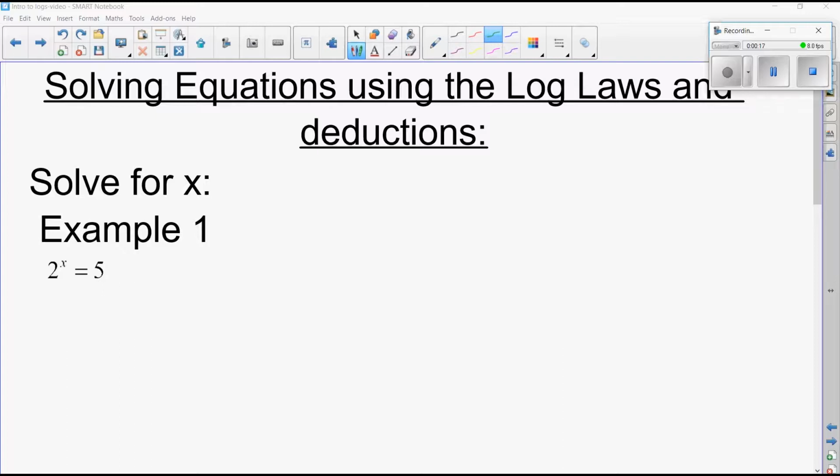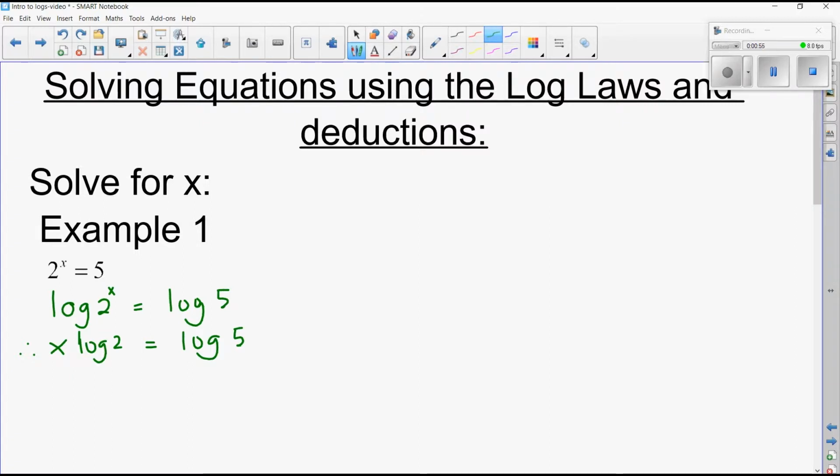I'm going to do this question using two methods, but we get to the same result. In the first method, I introduce logs. So I write log of 2 to the x equals log of 5. The reason I'm doing this is because I want to use the power rule, which allows me to write x log 2 equals log 5. By introducing logs, I can use the power rule to bring the exponent down to become a number, and then I can solve for the variable x.